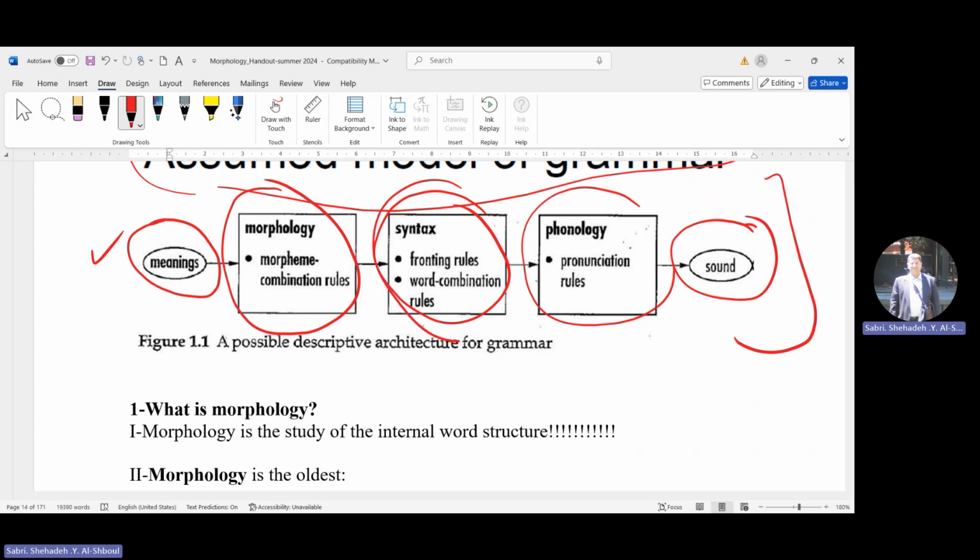Let's begin with the component in the middle here, which is syntax. The first stage of the process involves syntax, which organizes words into structured phrases and sentences. Syntax, according to this model, operates based on rules that determine word order, grammatical relationships, and hierarchical structures. The syntactic component ensures that meaning is arranged in a way that conforms to the rules of a given language.